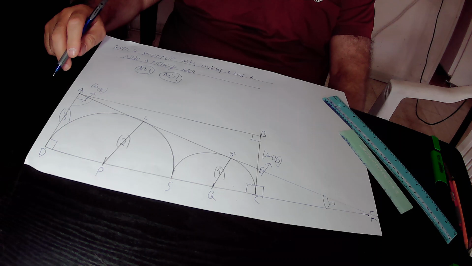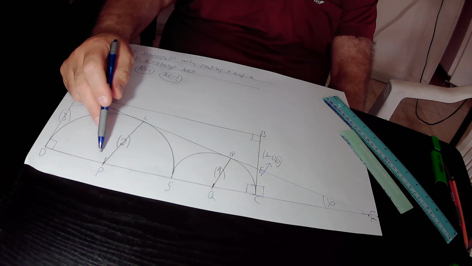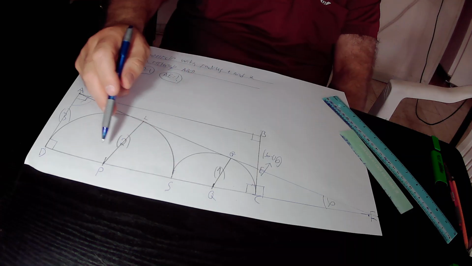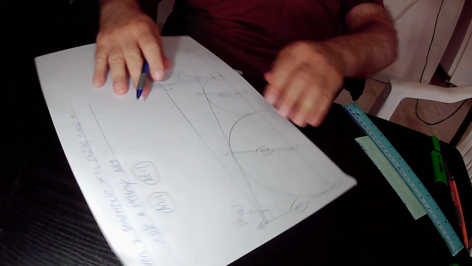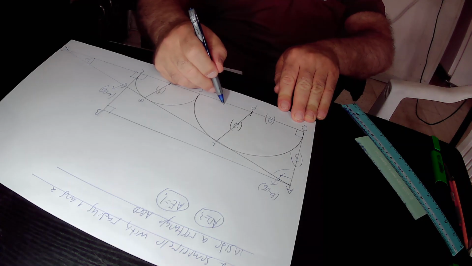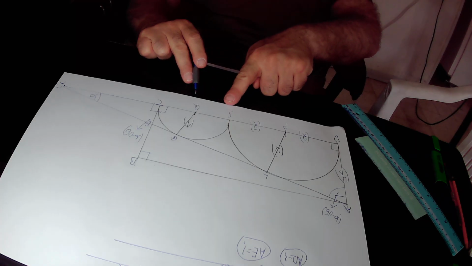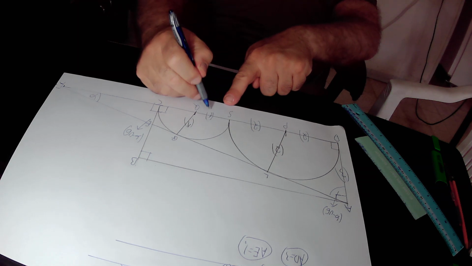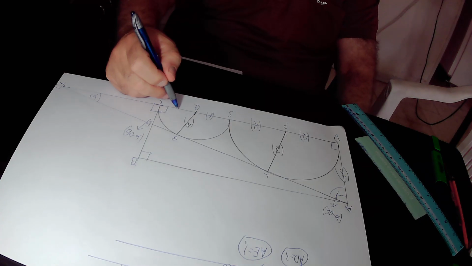So here we have DP. DP is the radius of this big semicircle, that is 2, and PS is also the radius of this semicircle, that is 2. So I write it down. QS is the radius of this small semicircle, that is equal to 1. QC is also the radius of this semicircle, that is equal to 1.